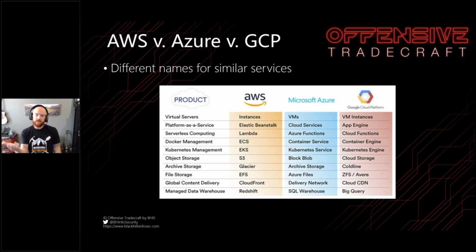In this screenshot here, you can see, for example, virtual servers. It's instances on AWS, but it's called VMs on Azure. A lot of these do the exact same thing. They're just called different names.